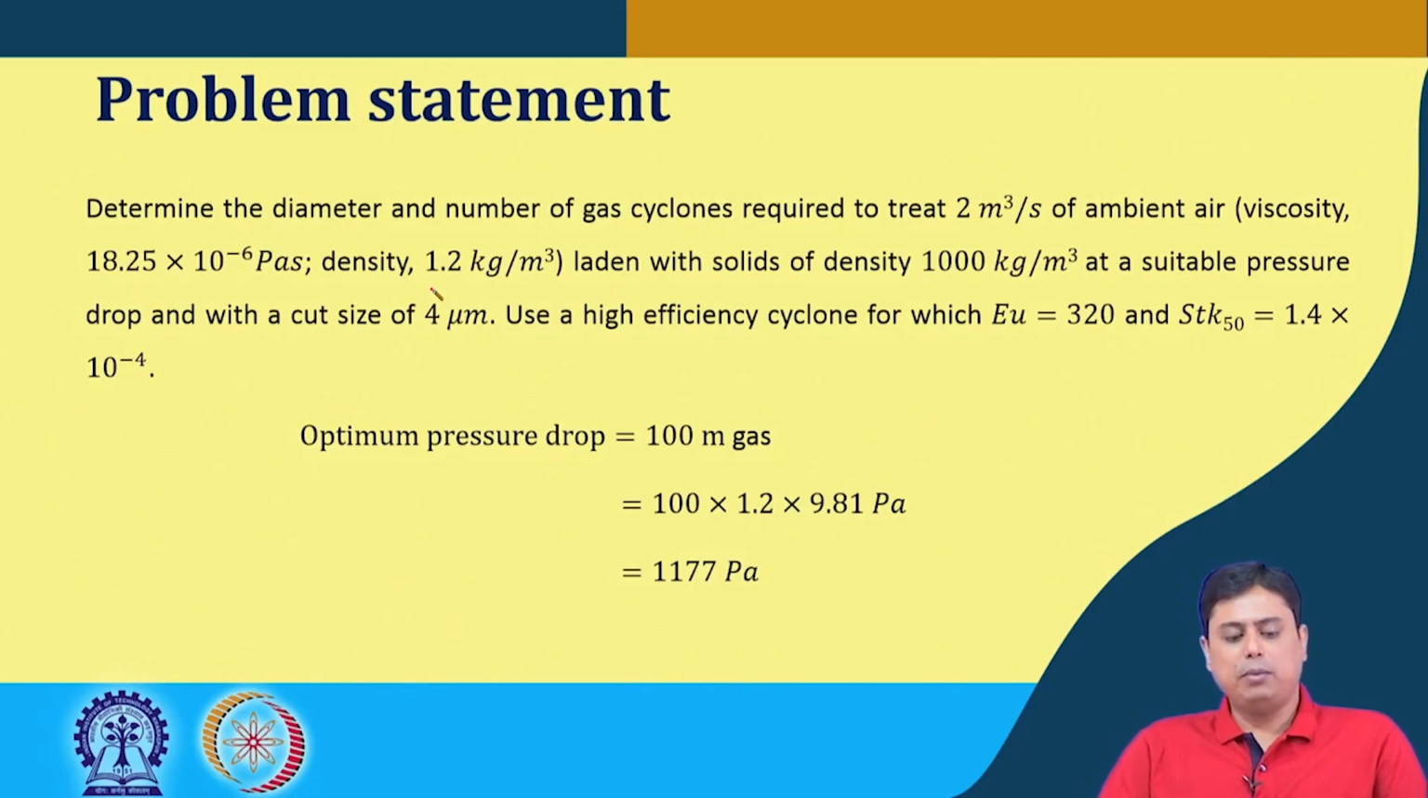Say a problem says: determine the diameter and number of gas cyclones that are required to treat 2 meter cube per second of ambient air whose viscosity and density are known. This ambient air is laden with solids of density 1000 kg per meter cube, at a suitable pressure drop, with a cut size of 4 micron. Use a high efficiency cyclone for which Euler number and Stokes numbers are given, and the optimum pressure drop that is mentioned is 100 meter of the gas.